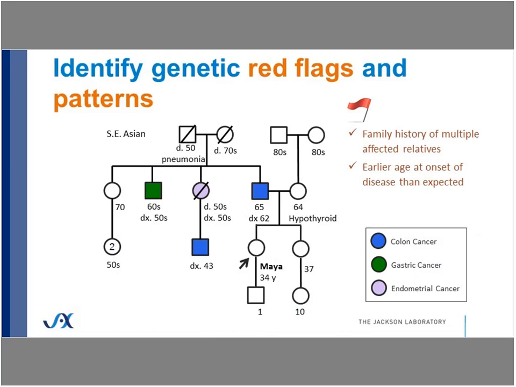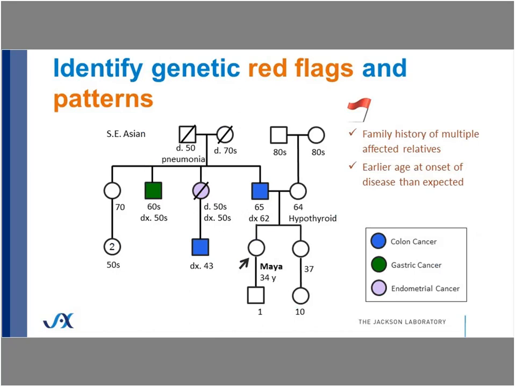So the next step, as I said, the clinician should be able to identify genetic red flags and any patterns that point to genetic risks in the family. And genetic red flags are those things that suggest a familial or hereditary cause to the cancer. In this family, we see multiple affected relatives with cancer, and we see early age of onset.